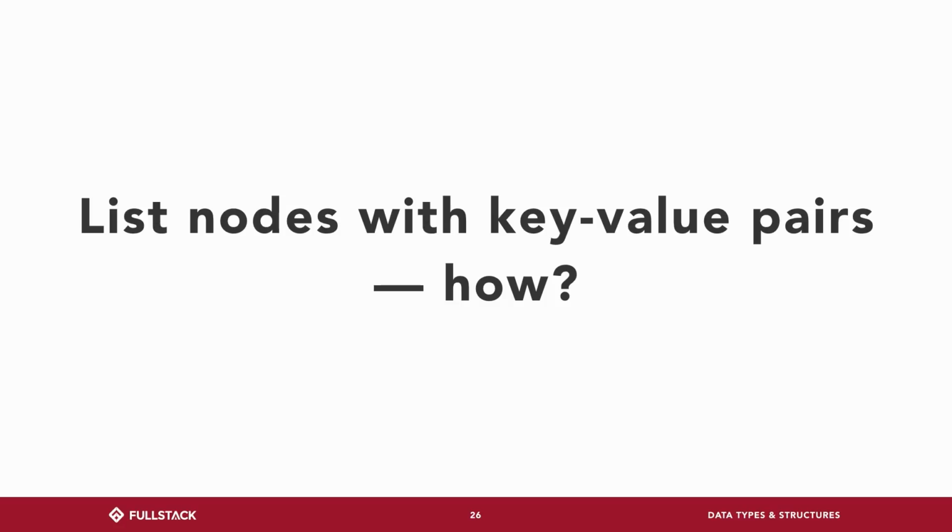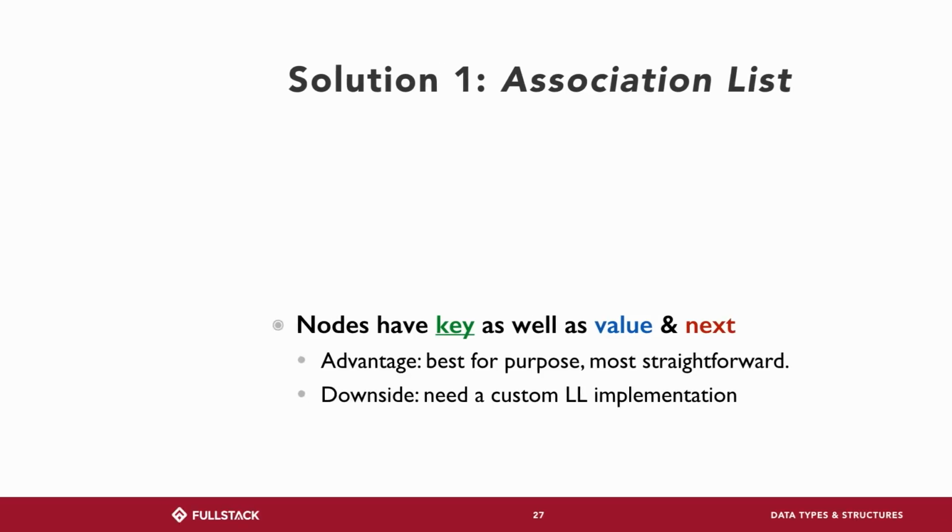Let's return our attention to this concept of having list nodes that store key value pairs. You might have taken this for granted, but remember that the list nodes you implemented in class could only contain value and next. Let's take a moment and pretend that we're working at a much lower level where we might have to take this decision pretty seriously. Let's consider a few solutions.